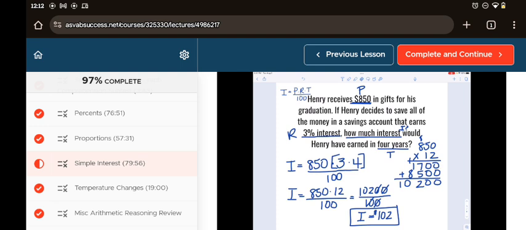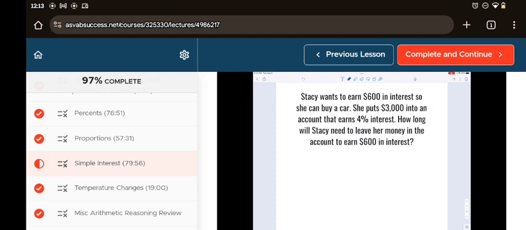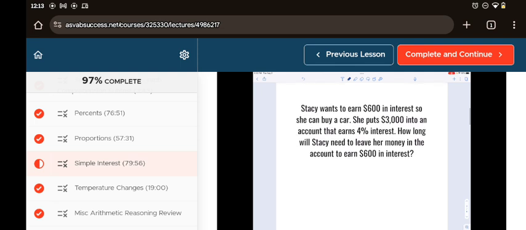So this question says, Stacy wants to earn $600 in interest so she can buy a car. She puts $3,000 into an account that earns 4% simple interest. How long will Stacy need to leave her money in the account to earn $600 in interest? So just as a reminder, our equation is I equals P times R times T divided by 100. Here, if she puts $3,000 into the account, we know this is our principal. $600 in interest is repeated twice, but it is our interest earned. 4% interest is our rate. And it's asking us how long, which means the time is what we don't know this time.